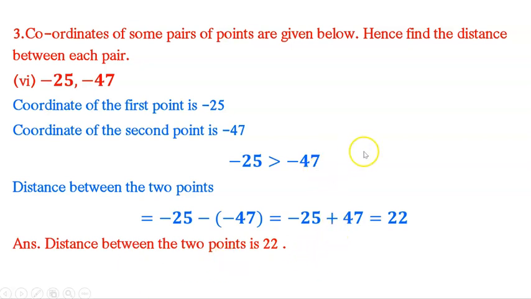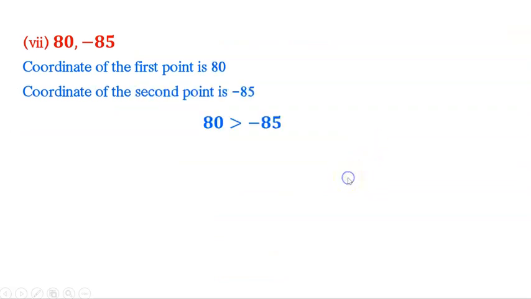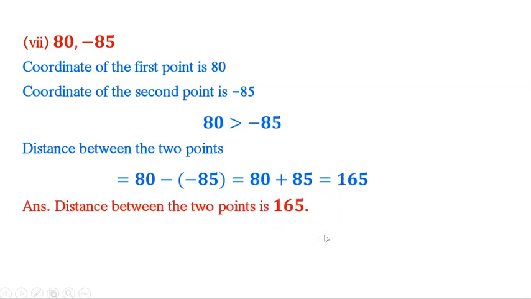So easy example set. Okay. Now the next. 80, -85. Okay. Coordinate of first point is 80. Second point is -85. 80 is greater than -85. Therefore, distance between the 2 points is 80 minus in bracket -85. 80 plus 85 is equal to 165. Distance between the 2 points is 165.